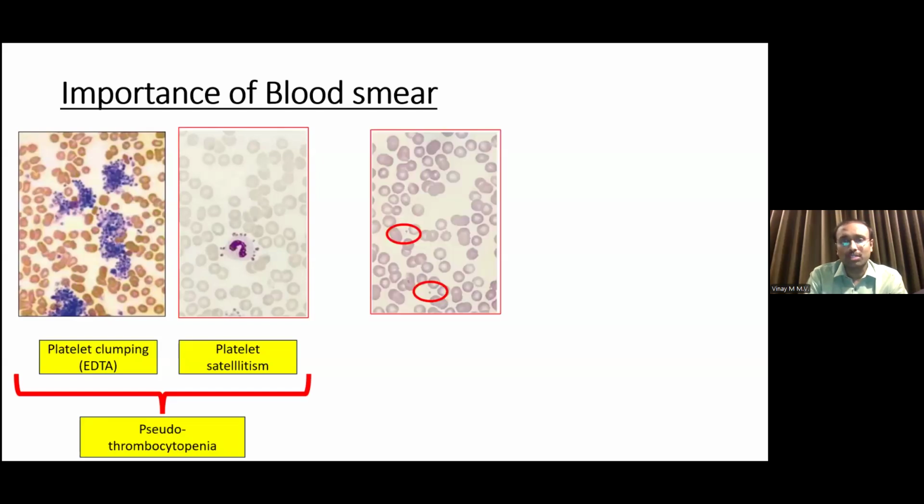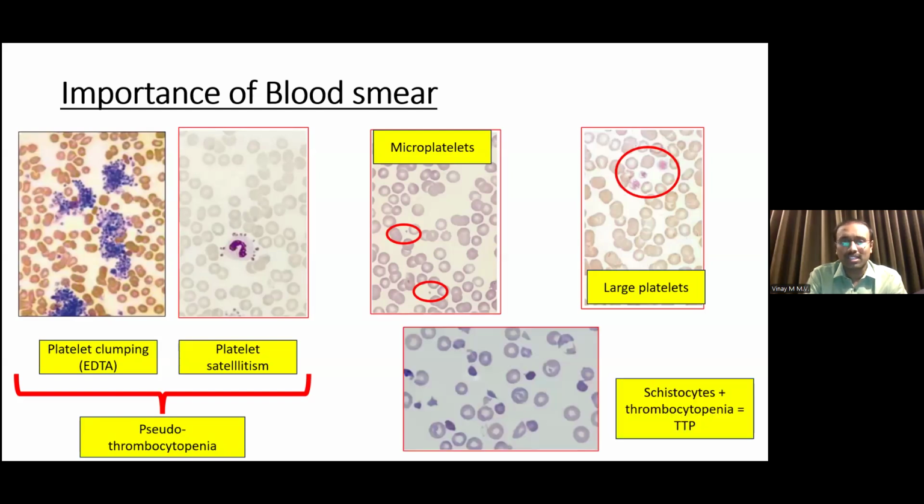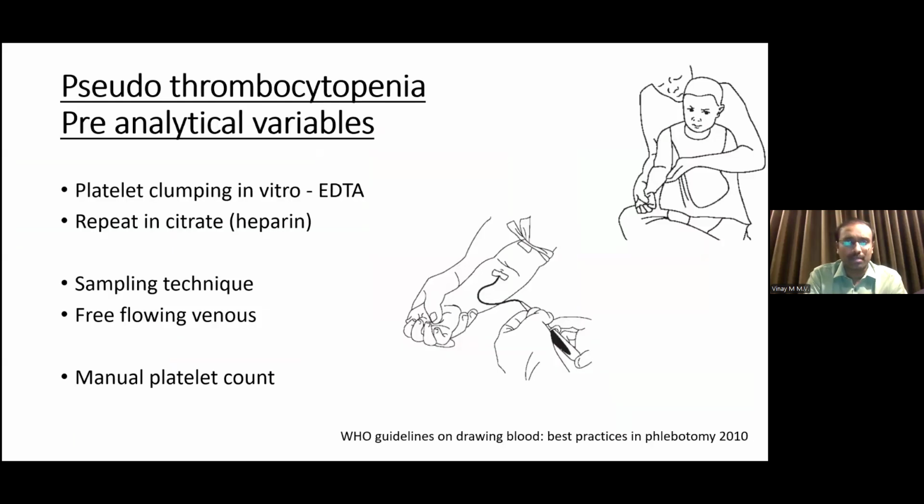These account for pseudothrombocytopenia. Whenever we are seeing a smear, we should always ask our pathologist whether the platelets are small or large in size, which can be judged as compared to the white blood cells and the red blood cells around. It's good to see the other cell lines as well in the peripheral smear, like the presence of schistocytes with thrombocytopenia, which may indicate something like the HUS-TTP spectrum.